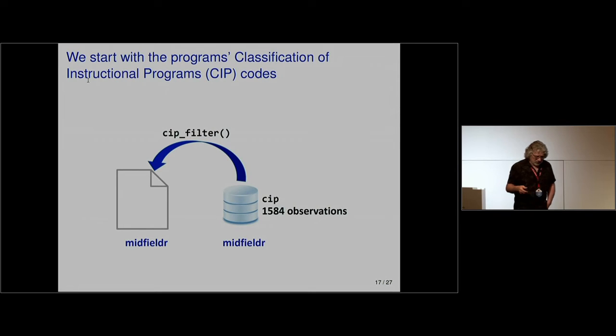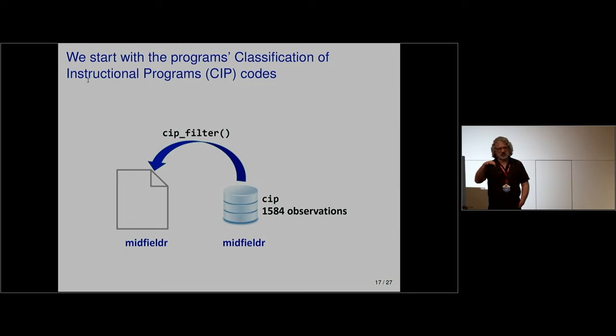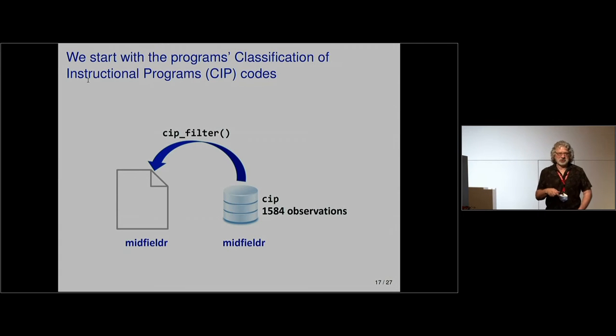So to start on that metric, the first thing we need to do is define what's called the classification of instructional programs code. This is a national level US encoding for programs. It has a 2-digit level and a 4-digit level and a 6-digit level to describe every program. And so we have the CIPs saved as a data set in Midfield R, which we can access using the CIP filter function. By the way, the tidyverse is all over the place in this functionality. And because I'm using filter in the same way that the tidyverse uses filter, I simply added the CIP underscore. So we're filtering in the same way that you would expect it to be used in the tidyverse.